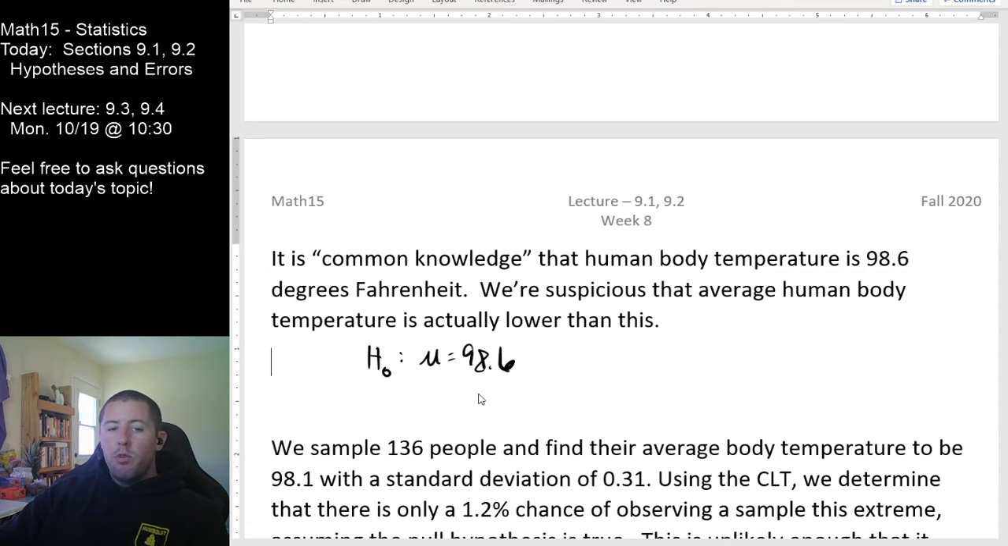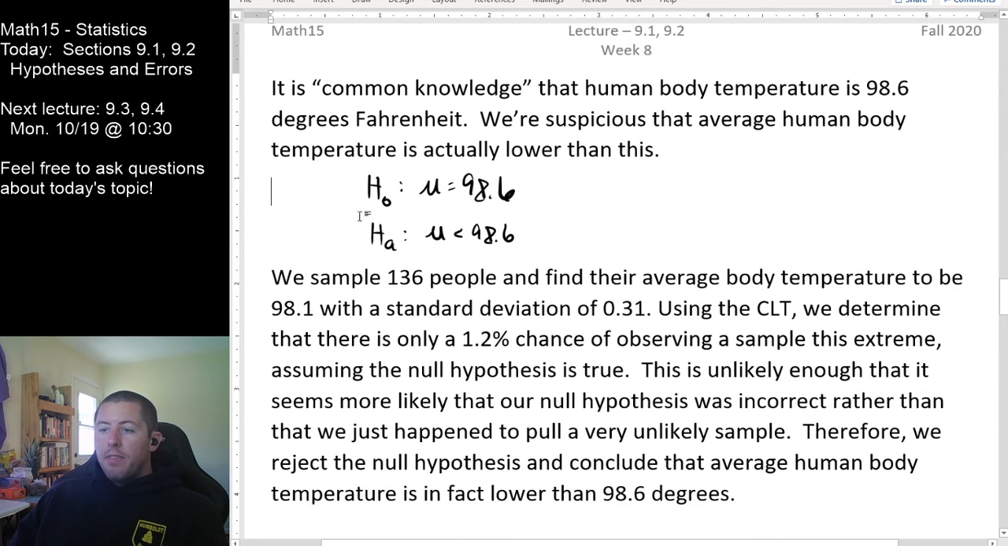The statement of no change would be, yep, that's right, it's 98.6. It's always our equal to statement. Our alternative hypothesis here is what we're suspicious might be true, that it's actually less than 98.6. That's what we are suspicious is true, and the reason we're performing this experiment. So our hypotheses are made.